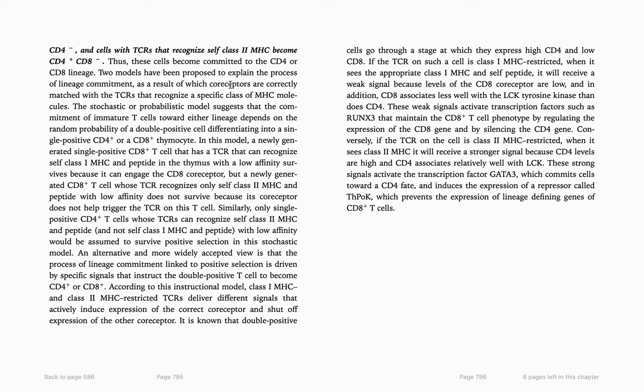Two models have been proposed to explain the process of lineage commitment, as a result of which the co-receptors are correctly matched with a T cell receptor that recognizes a specific class of MHC molecules. The stochastic or probabilistic model suggests that commitment of immature T cells toward either lineage depends on the random probability of the double positive thymocyte selection into the single positive CD4 plus or CD8 plus thymocyte.